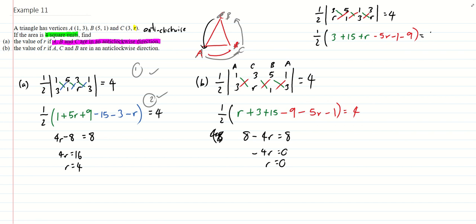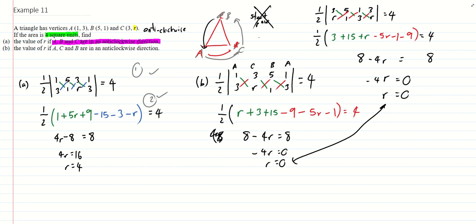Okay, let's simplify this again. So multiply by 2 throughout. I have 8 on the right hand side, and on the left hand side we have 3 plus 15, which is 18, minus 1 is 17, minus 9 is 8, and we still have 8 minus 4r equals 8, and we can still get negative 4r equals 0, and r equals 0, which is still the same answer. So it doesn't matter which is the starting point. Honestly speaking, you can start from any point. The starting point doesn't really matter. What matters is the fact that it goes in an anti-clockwise direction. The moment you can get the direction correct, and you can put it into these two forms, you're done.